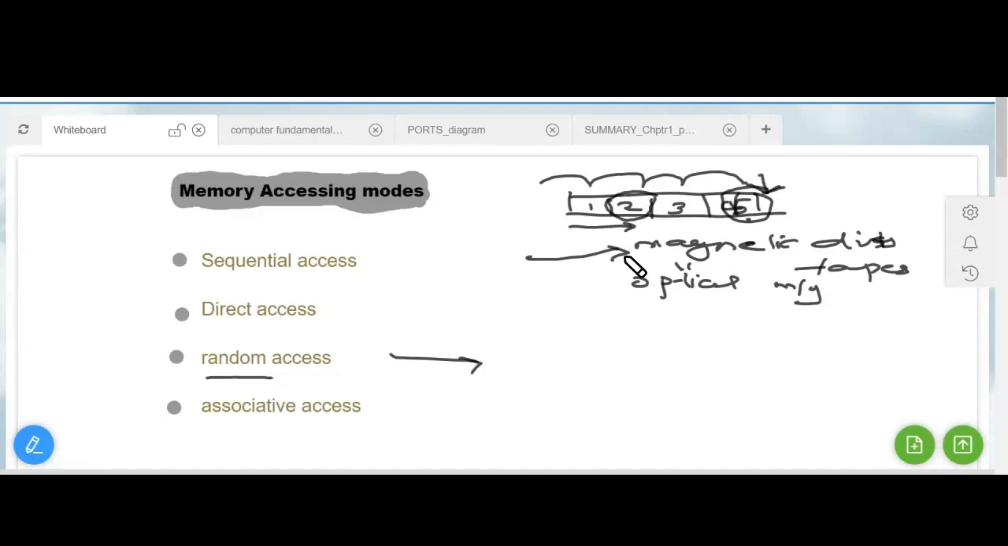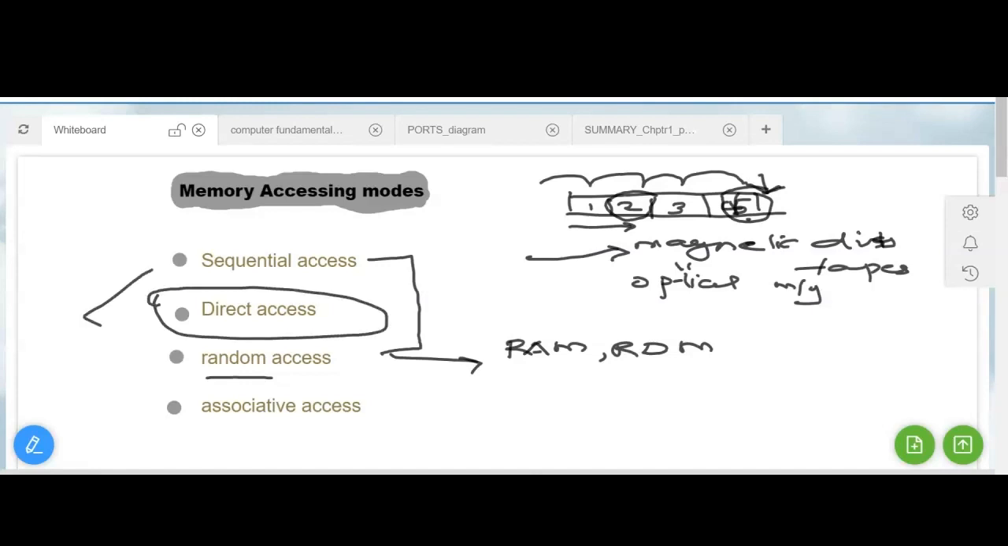Sometimes it searches here, there, and you just can't predict it. So its name itself is that way, random access. And you can see this type of memory access mode in RAM, ROM, and all these things. This kind of access is being used. Okay, so next one is direct access. It is a combination of sequential access as well as random access. It combines both the features of sequential and random access, and that kind of access is known as direct access.